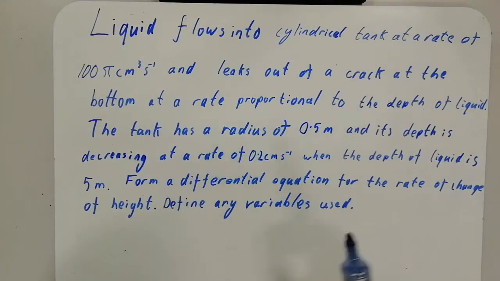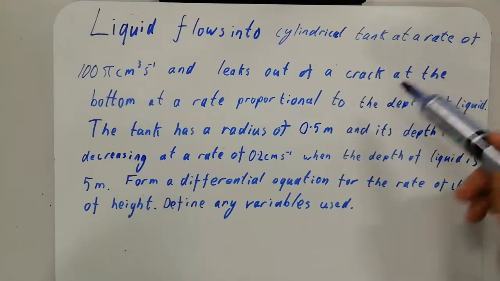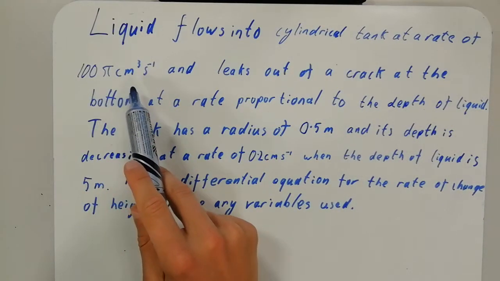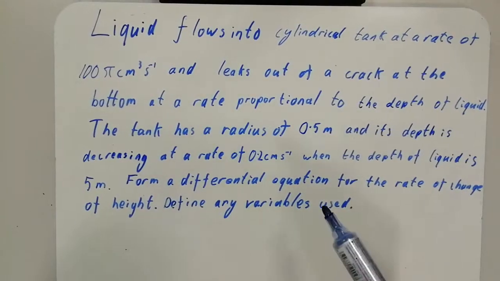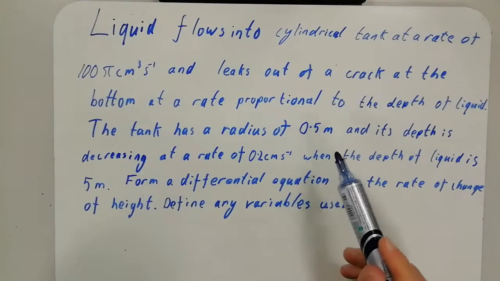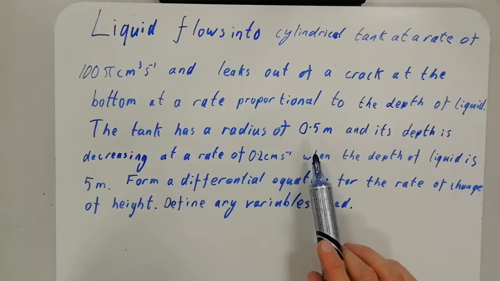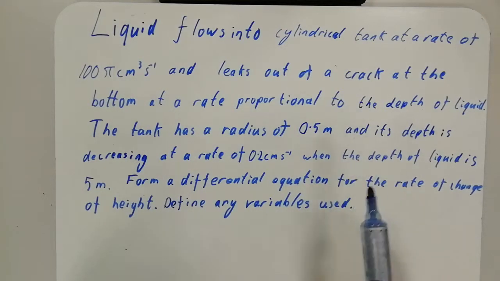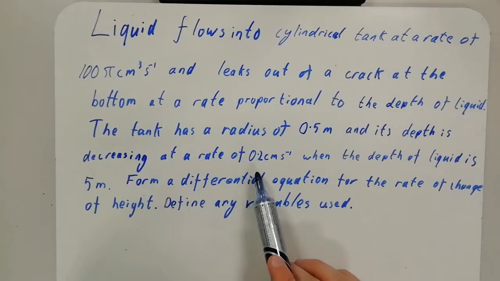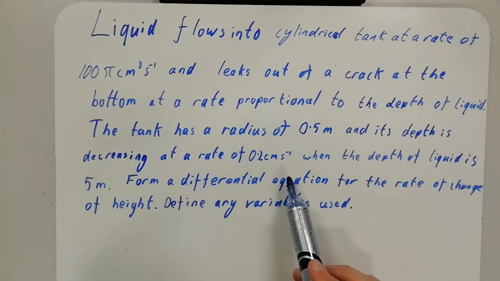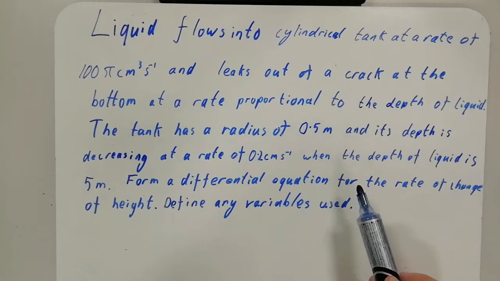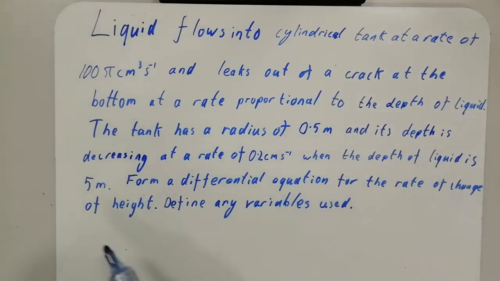Liquid flows into a cylindrical tank at a rate of 100 pi centimetres cubed per second and leaks out of a crack at the bottom at a rate proportional to the depth of the liquid. The tank has a radius of 0.5 metres and its depth is increasing at a rate of 0.2 centimetres per second when the depth of the liquid is 5 metres. Form a differential equation for the rate of change of height.